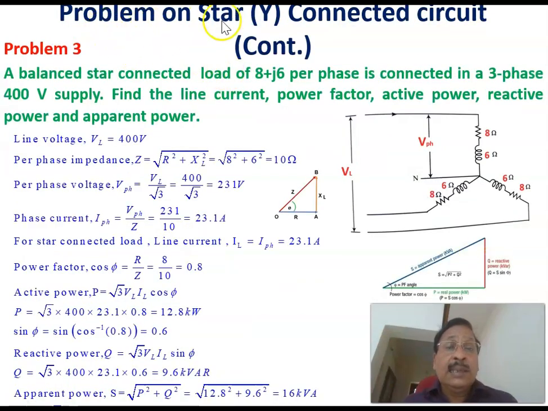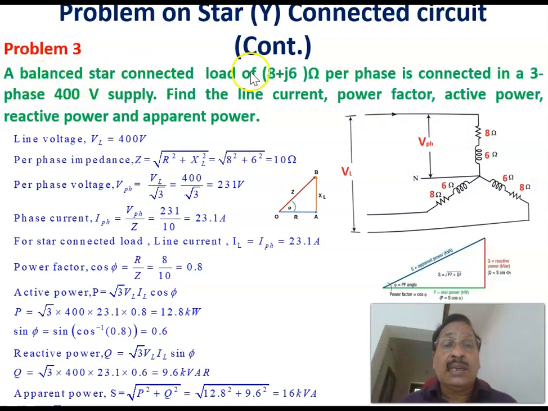Now let us see another problem, star connected circuit. Problem 3. A balanced star connected load of 8 plus j6 ohms per phase is connected to a 3-phase 400 volt supply. Find the line current, power factor, active power, reactive power, and apparent power.